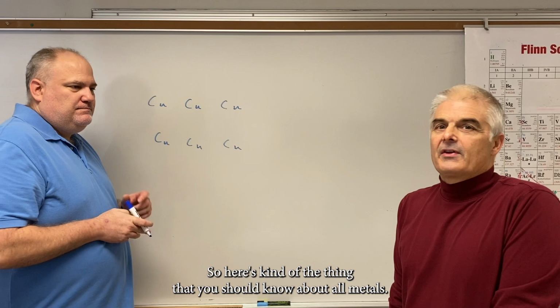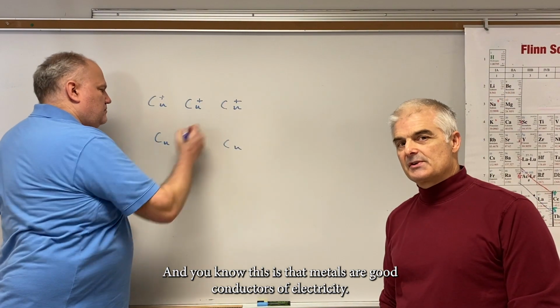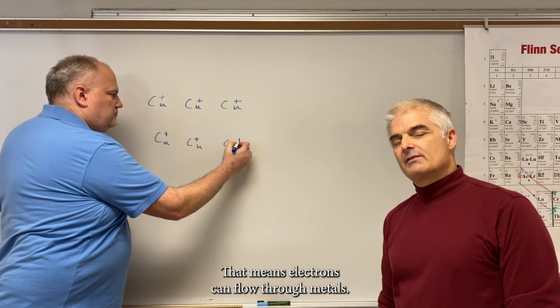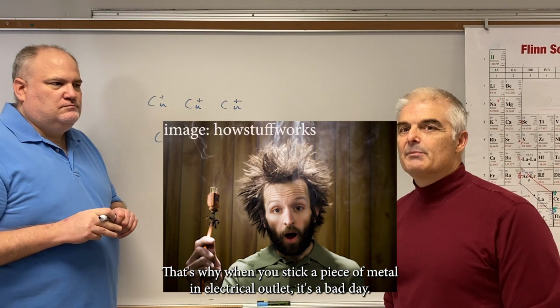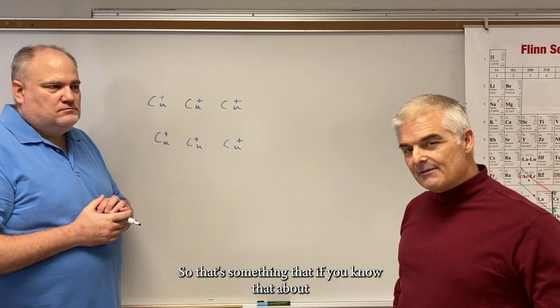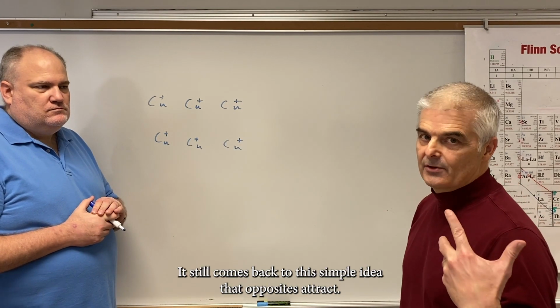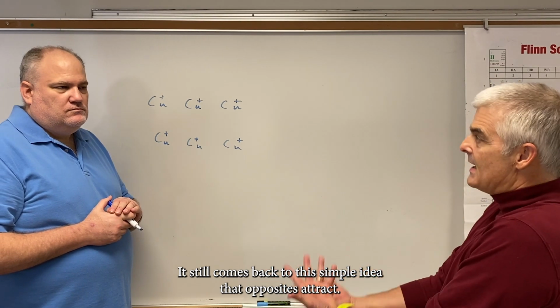Here's the thing that you should know about all metals, and you know this: metals are good conductors of electricity. That means electrons can flow through metals. That's why when you stick a piece of metal in an electrical outlet, it's a bad day. If you know that about metals, that tells you how they're held together. It still comes back to the simple idea that opposites attract.